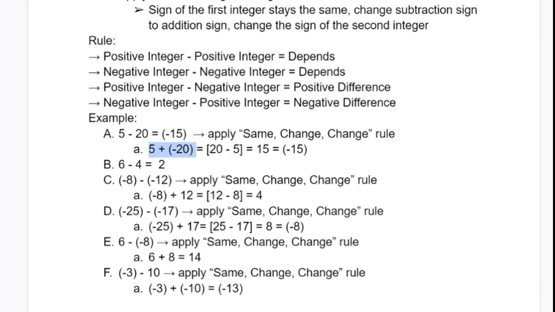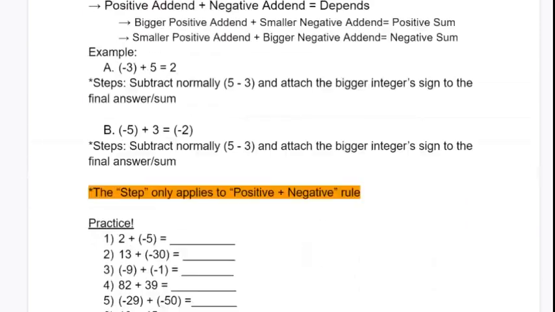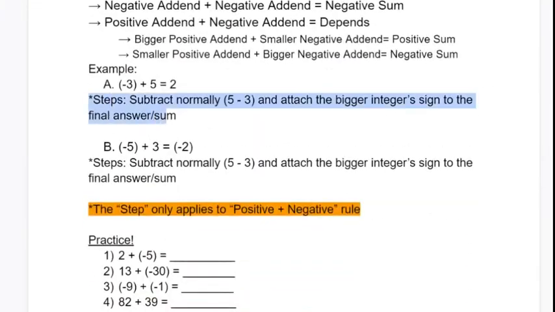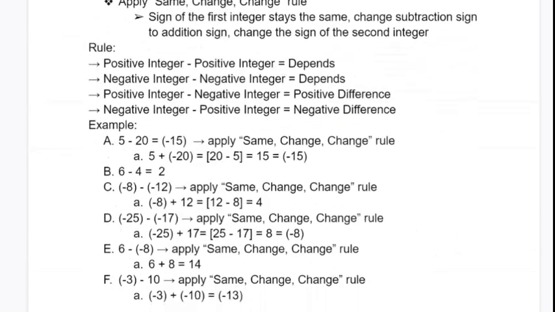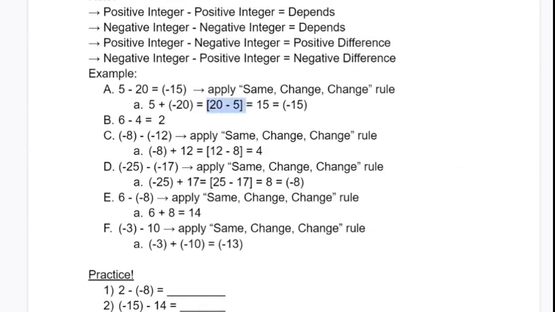In order to do this, we're just going to pretend we're going back to subtracting. That's why subtracting sometimes gets a little confusing, because you're subtracting and then adding. But yeah, we do have an adding here. So what do you do when you have an adding? Well, referring back to our steps here, you subtract normally. So we're going to subtract 20 with 5. Again, pretend the negative sign is not there. So 20 minus 5 is 15, and you attach the bigger integer sign to the final answer. In this case, the bigger integer sign was negative, so you're going to put a negative 15 there, and that's your final answer.